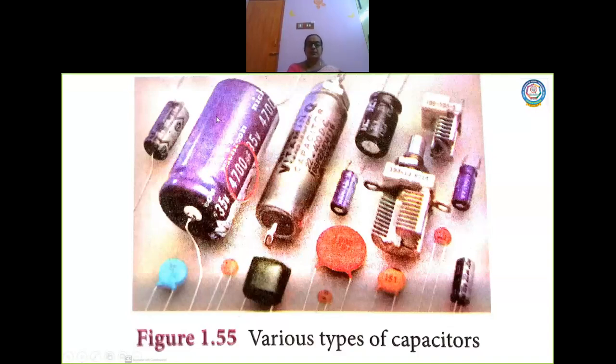Now these type of capacitors, condensers, are used in fans. When you open this, you will be able to see two metal plates with a dielectric in between. I forgot to tell about dielectric. Whenever we talk about a capacitor, in between the plates you have a medium.